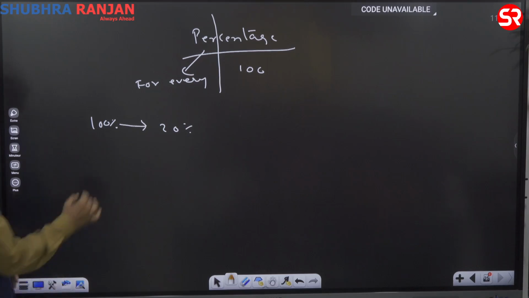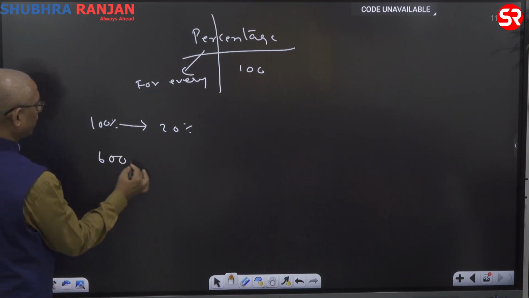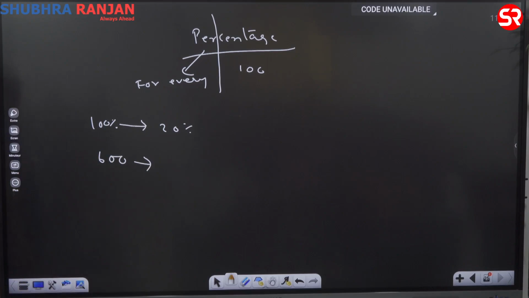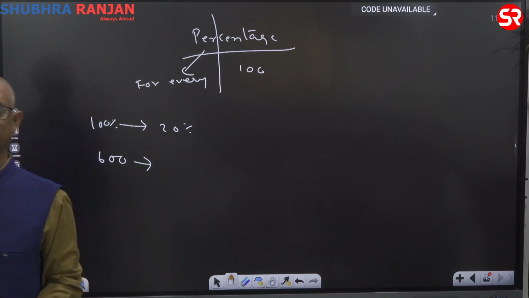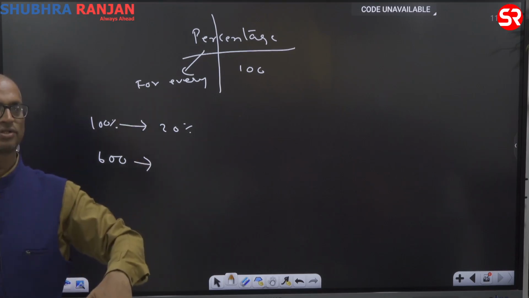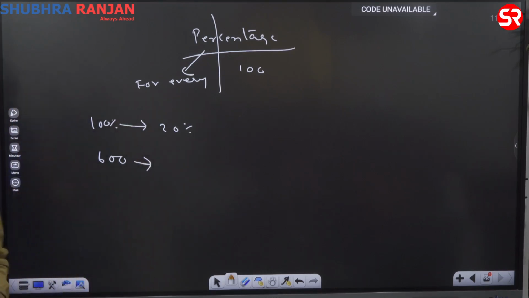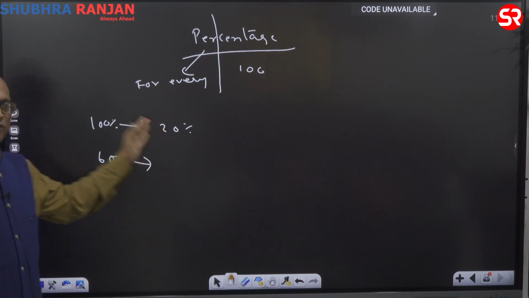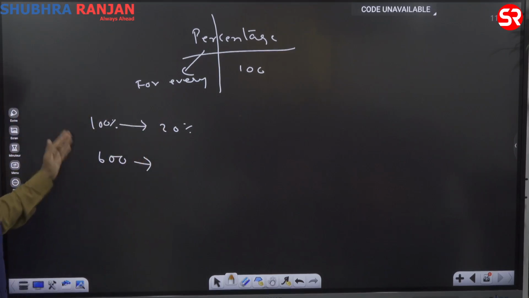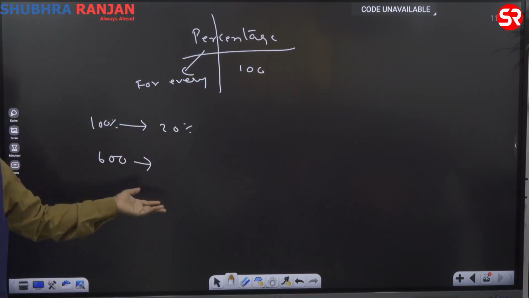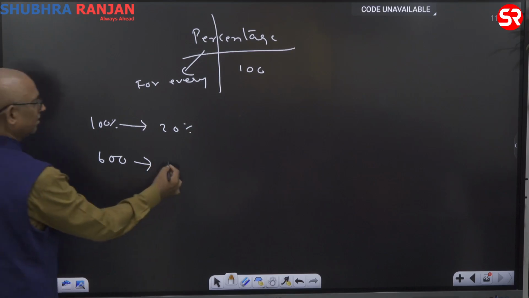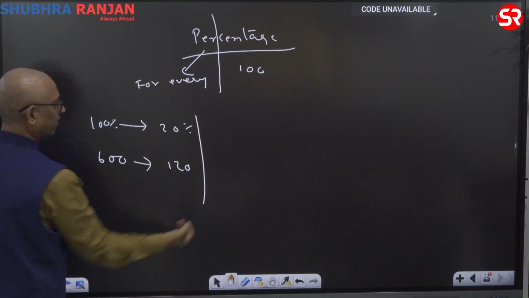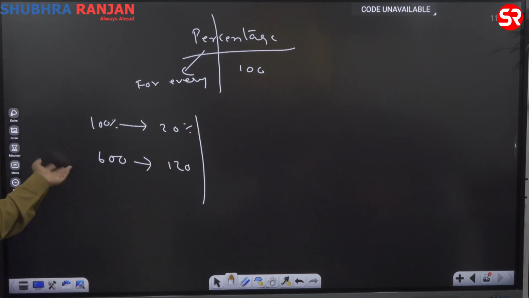If the paper is for 600 marks, then what is your marks? Tell me. You got 20% in the examination, but the paper is for 600 marks. So how many will you get? For 100 you will get 20. For 600, you will get 6 into 20. How much is it? 120. Got it? This is what the percentage is.